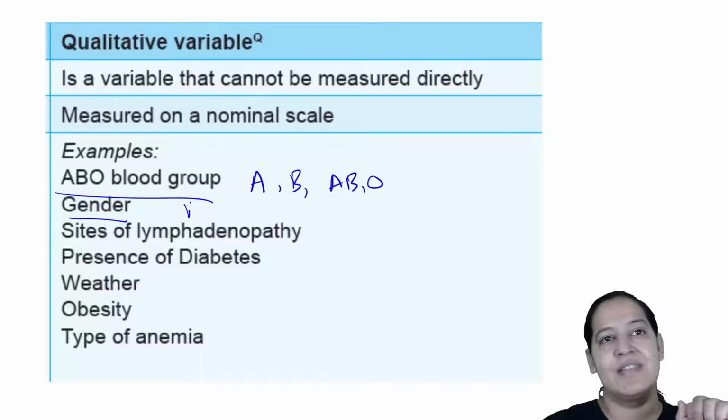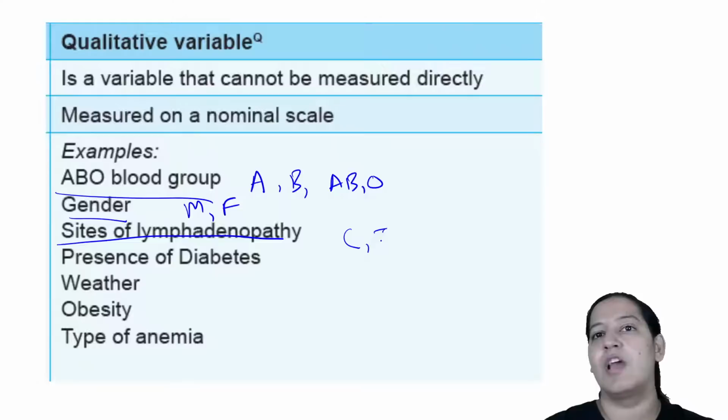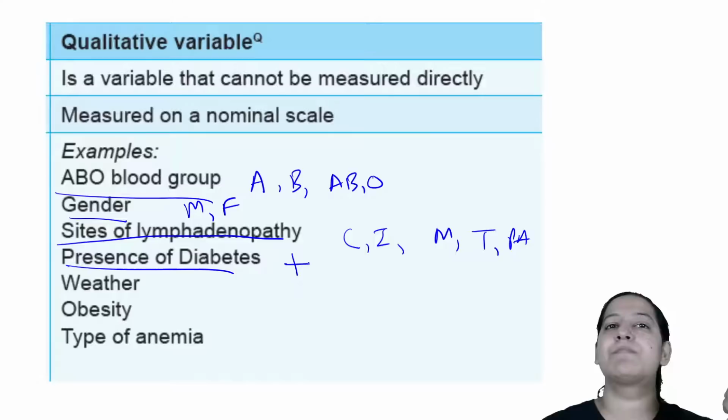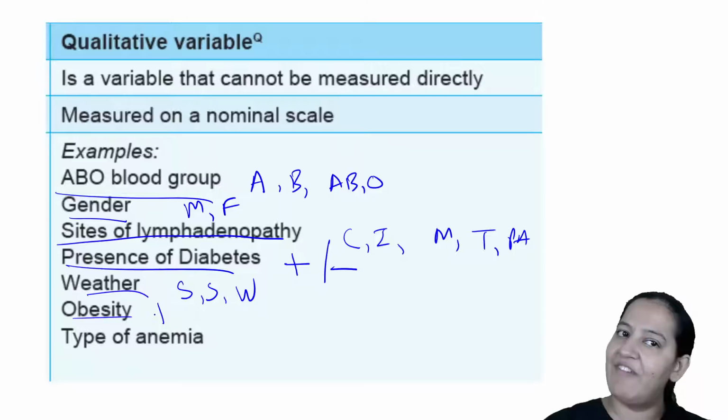What are the sites of lymphadenopathy? So is it cervical? Is it inguinal? Is it mediastinum? It is thoracic? It is para-aortic? So what is the site? What is the presence of diabetes? Whether the diabetes is present or absent? What is the weather? So there is sunny, spring, summers, winters, like this. Obesity, whether present or absent. Type of anemia, it is iron deficiency, whatever it is. So it is not a number.